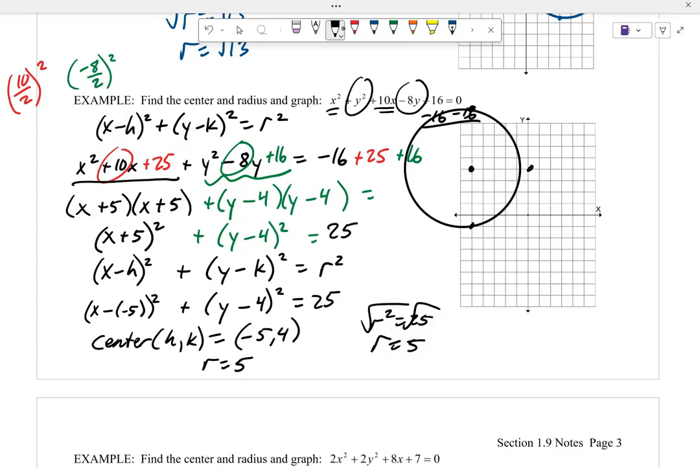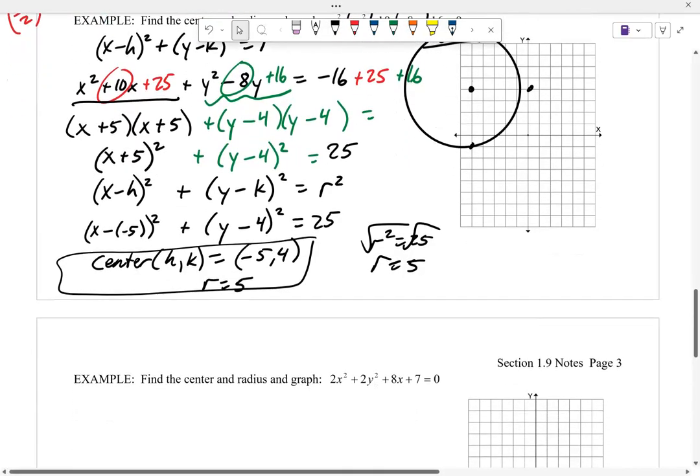My circles are getting worse and worse, but whatever. It's supposed to go through the points. We found the center and the radius, and then we can draw that. Let's do that again for this one down here.